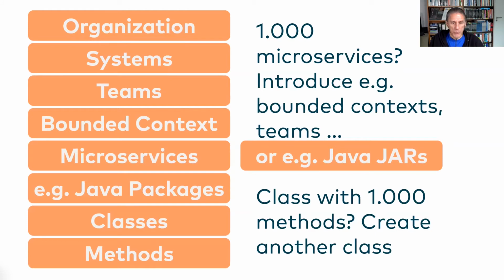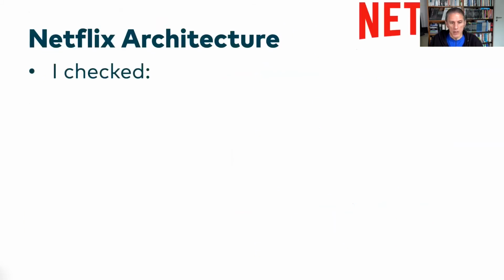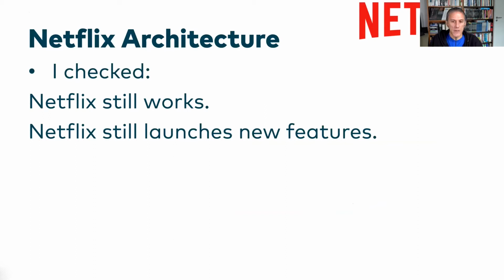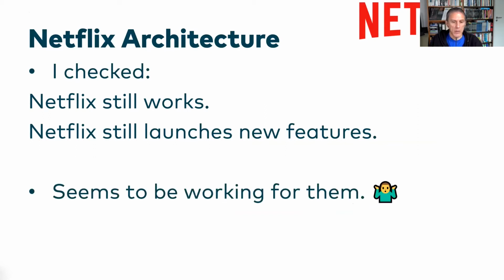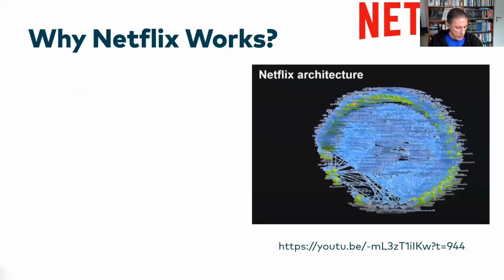However, talking about Netflix, I checked and Netflix still works. If the DNS works, if the internet works, but basically it does work, and they actually still launch new features. So the architecture that they are using seems to be working in a way, because the software is working and they are rolling out new features. So it seems to be sort of okay. So the question is, how could that possibly work?